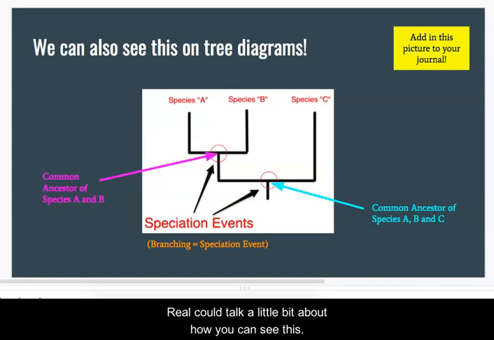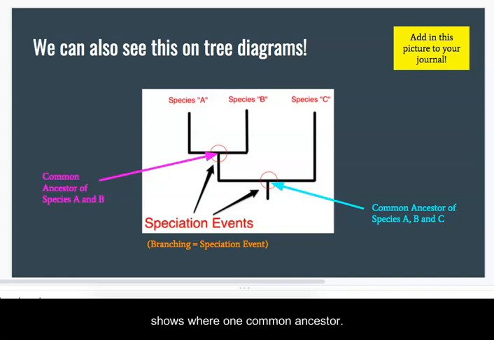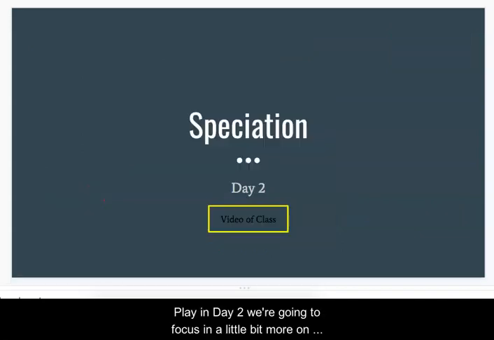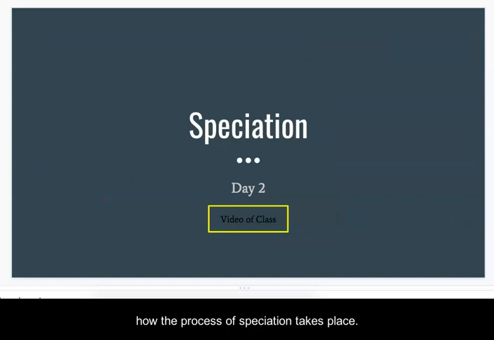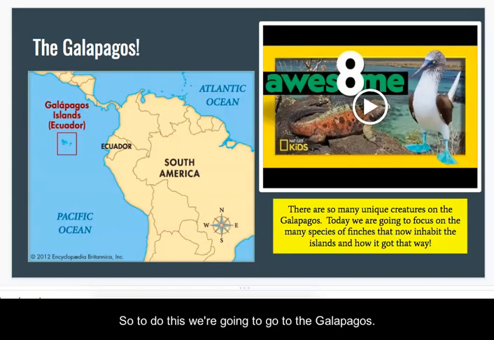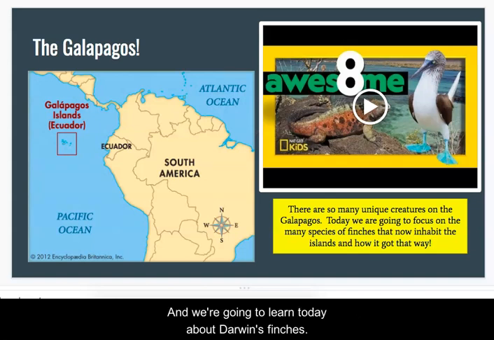We also talked a little bit about how you can see this on a tree diagram or an evolutionary tree, and that's anywhere you see those branching points. That really shows where one common ancestor branched and split into multiple species. And those are on the top of your 24A page. Today in day 2, we're going to focus in a little bit more on how the process of speciation takes place. So to do this, we're going to go to the Galapagos, and we're going to learn today about Darwin's finches.